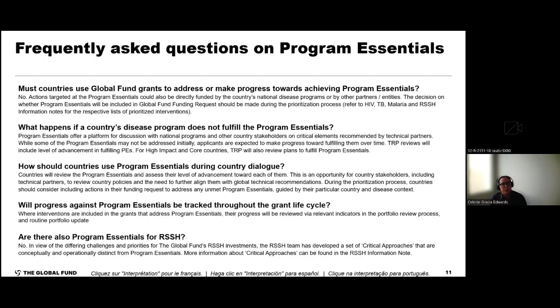So these are the frequently asked questions that we have on program essentials. So must countries use Global Fund grants to address or make progress toward achieving program essentials?